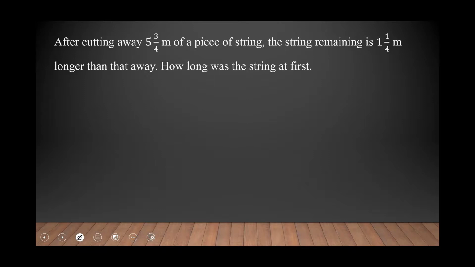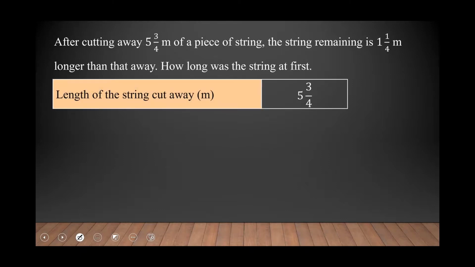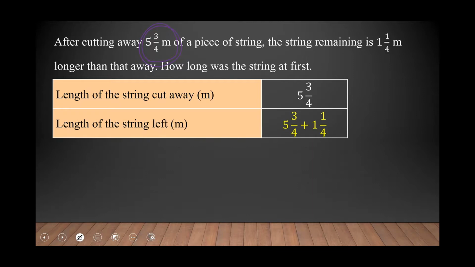So let's list them out part by part. Length of the string cut away in meter is 5 3/4. We know it from here. And the remaining string is longer than that by 1 1/4. So we add the two numbers up to get this. The remaining is 5 3/4 plus 1 1/4. So now we can find out how long the string was at first by adding these two numbers together.